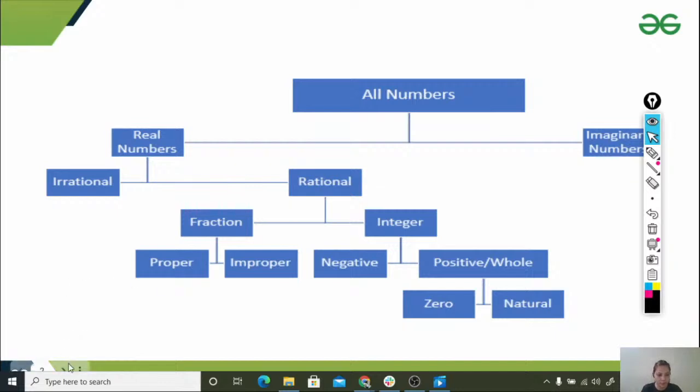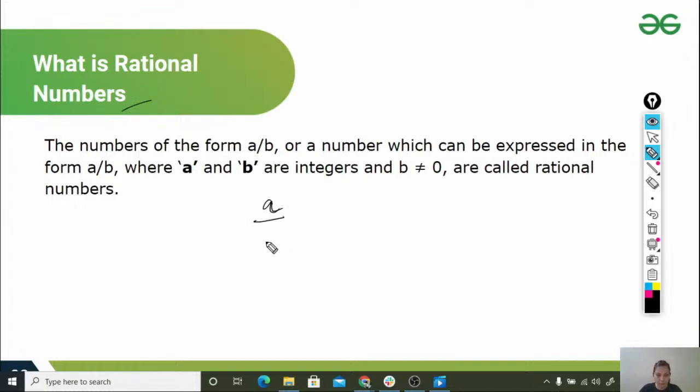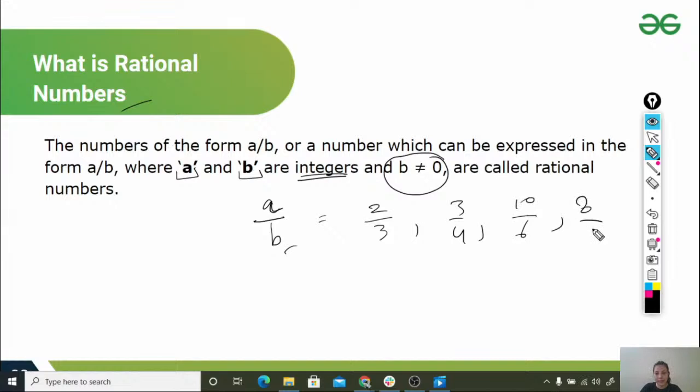So yes, let's proceed. Okay, so first and foremost, what actually are rational numbers? Any number in the form of a by b is called a rational number. Now here there are two conditions, that is a and b should be integers and the denominator, that is denominator b, should not be equal to 0. So for example 2 by 3, 3 by 4 and 10 by 6 or 8 by 9, or let's say minus 2 by 3. So these all are rational numbers.